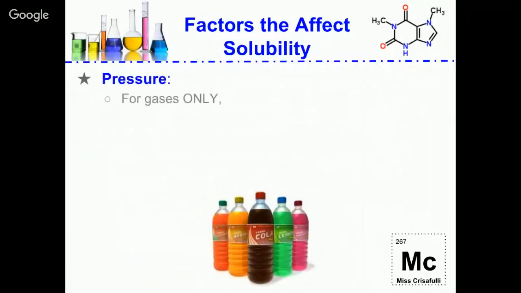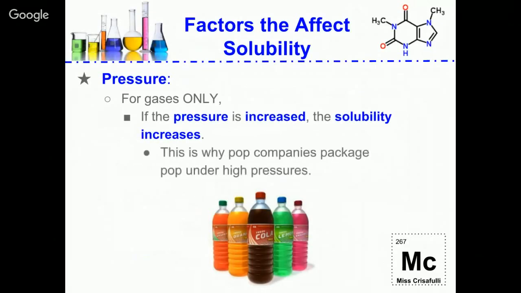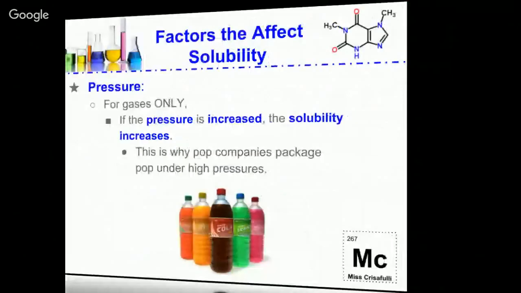So let's talk about pressure. This is for gases only. If the pressure is increased, the solubility increases. So when you think about how we manufacture and bottle up pop cans and pop beverages, they package these pops under pressure. So when you open up a pop for the first time, you hear that gush of gas coming out of it. That is the reason why you're hearing that, because that gas wants to release, and that's why it makes that sound when you open them up.